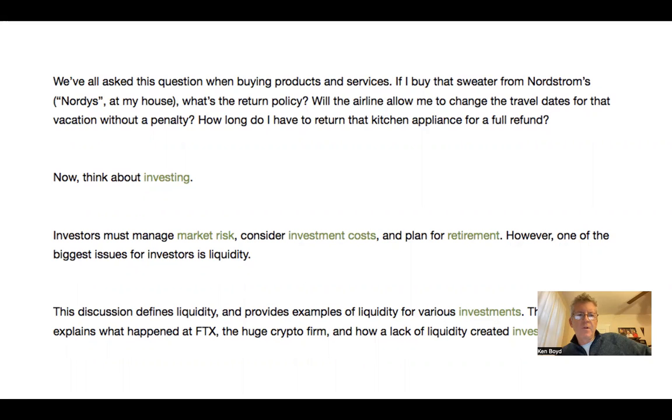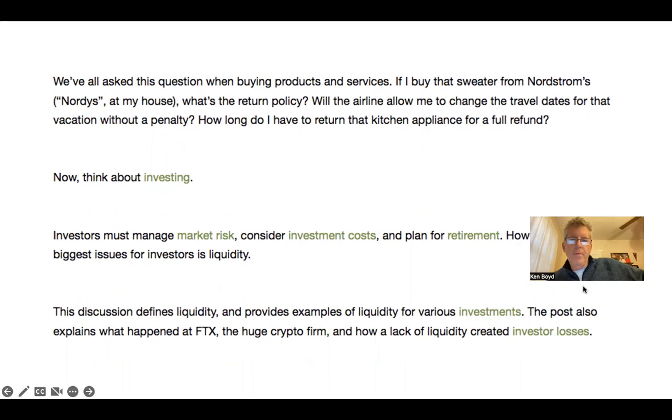There's a lot you have to manage as an investor: market risk, investment costs, and retirement. But what we found out with the FTX crash is that one of the biggest issues for investors is liquidity. This discussion defines liquidity and provides examples of liquidity for various investments. This post also explains what happened at FTX, the huge crypto firm, and how a lack of liquidity caused investor losses.